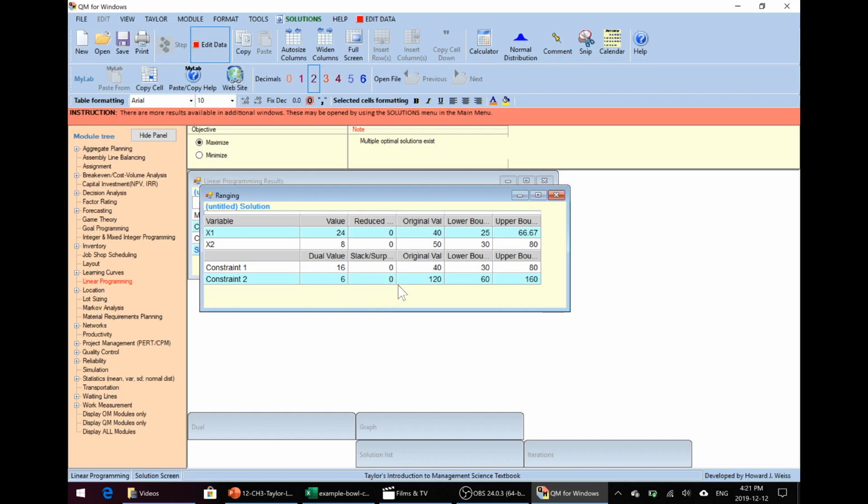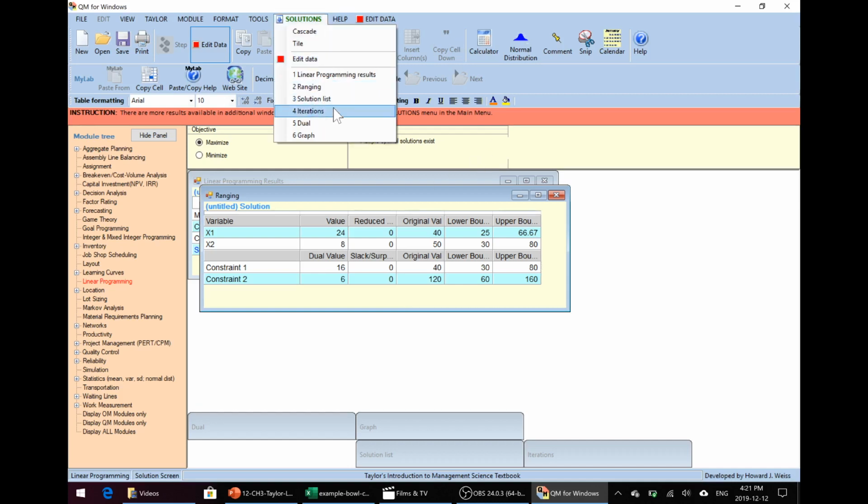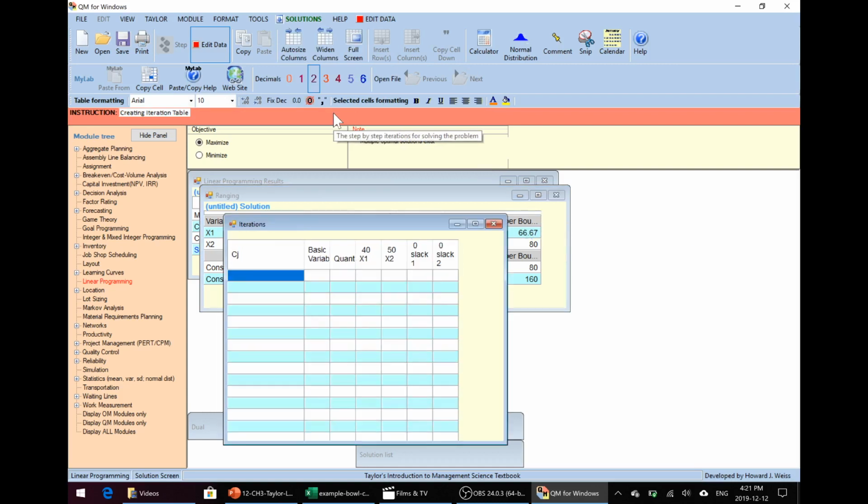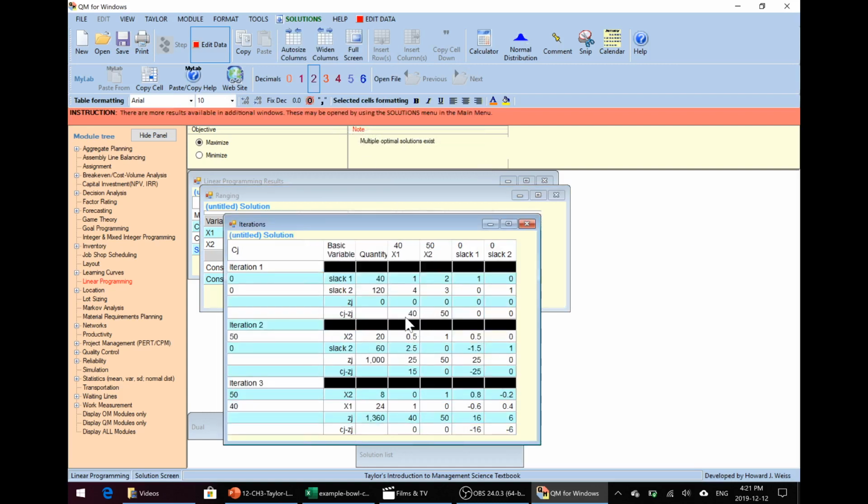Slack and surplus, it's showing any slacks. Since we have dual values which are positive, then slacks will be 0. And the original values are 40 and 120. And the lower bound and upper bound of these resources. So this is interesting. It also shows the iteration in simplex method, since we have not done the simplex method, but it shows the ranges, the iterations as well.